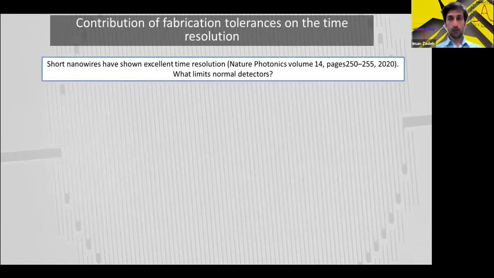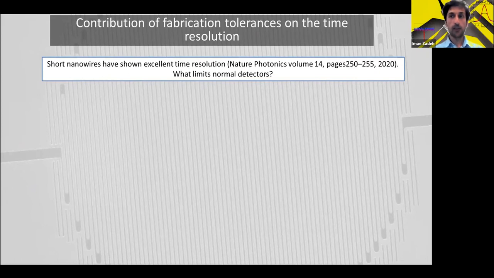So then we turn to the time resolution. Now the detector has a good saturation plateau. What determines the time resolution? Earlier work this year showed that shorter nanowires, I think 10 to 50 micron long, can show excellent time resolution in the order of 2 to 4 picosecond, which is really good. But what limits the larger detectors, the normal detectors?